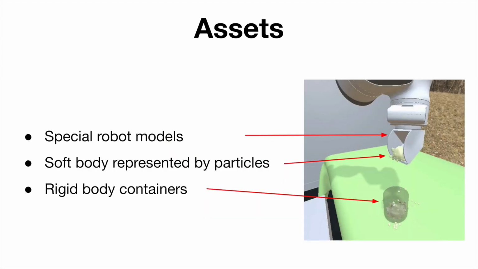To build a soft body-oriented environment in ManiSkill, we gather different types of assets, including customized robot end effectors and rigid body containers. Soft body assets are represented by particles, and their physical properties have been tuned to meet our expectations.